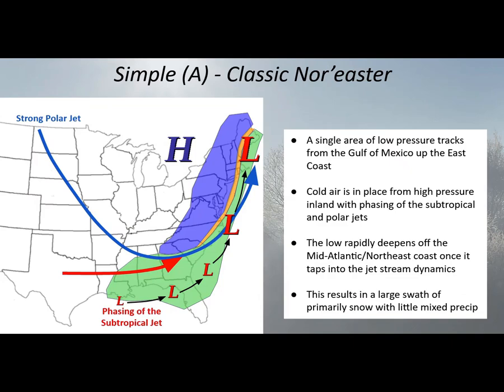So a simple storm, this is your classic nor'easter, where a single area of low pressure tracks from the Gulf of Mexico up the East Coast. Cold air is in place from high pressure inland with phasing of the subtropical and polar jets. The low rapidly deepens off the mid-Atlantic and northeast coast once it taps into the jet stream dynamics aloft, which results in a large swath of primarily snow with only a narrow corridor of mixed precipitation between the snow and the rain.